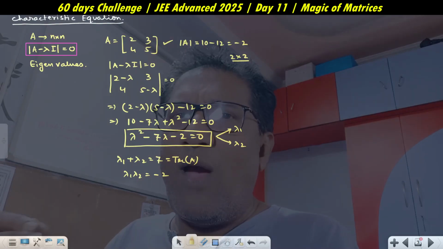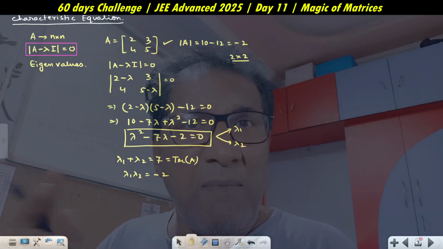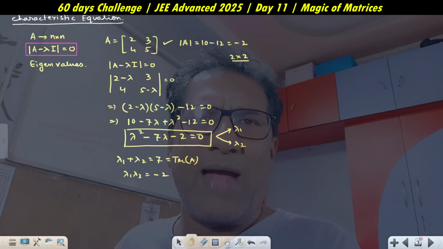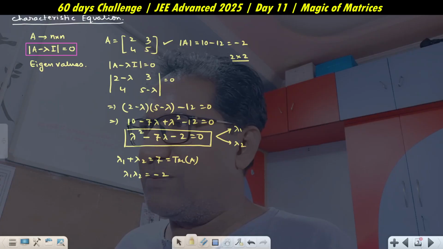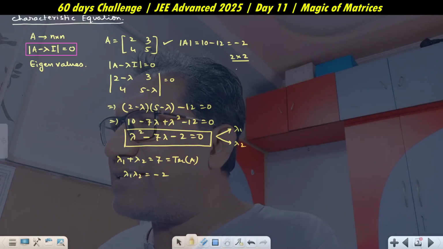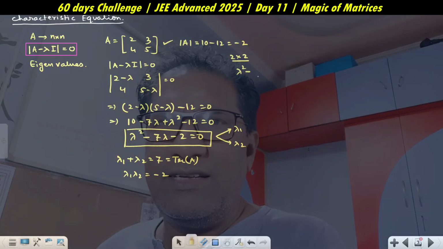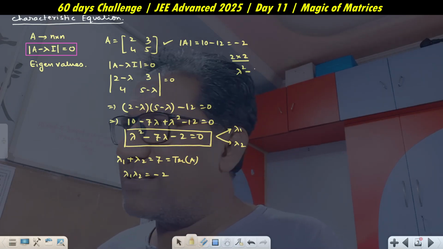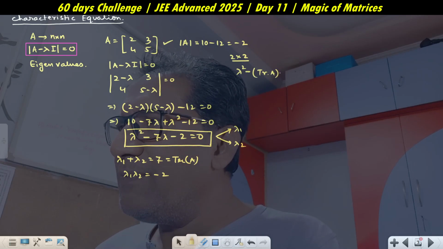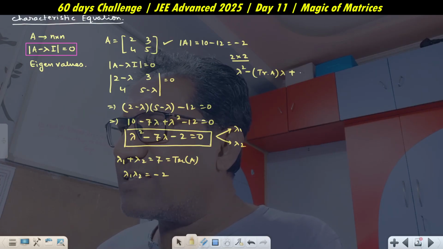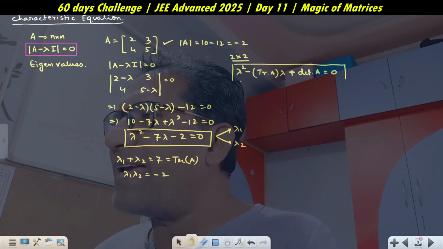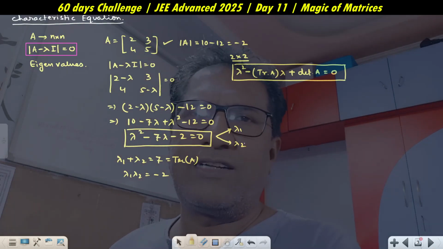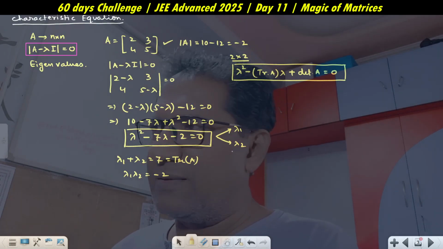Now we are going for a shortcut method to remember, and we can directly write the characteristic equation of a 2 into 2 matrix. What is that? It states that it will be lambda square minus trace of A lambda plus det of A, that is determinant of A, which is equal to 0. That will be the characteristic equation of a 2 into 2 square matrix.